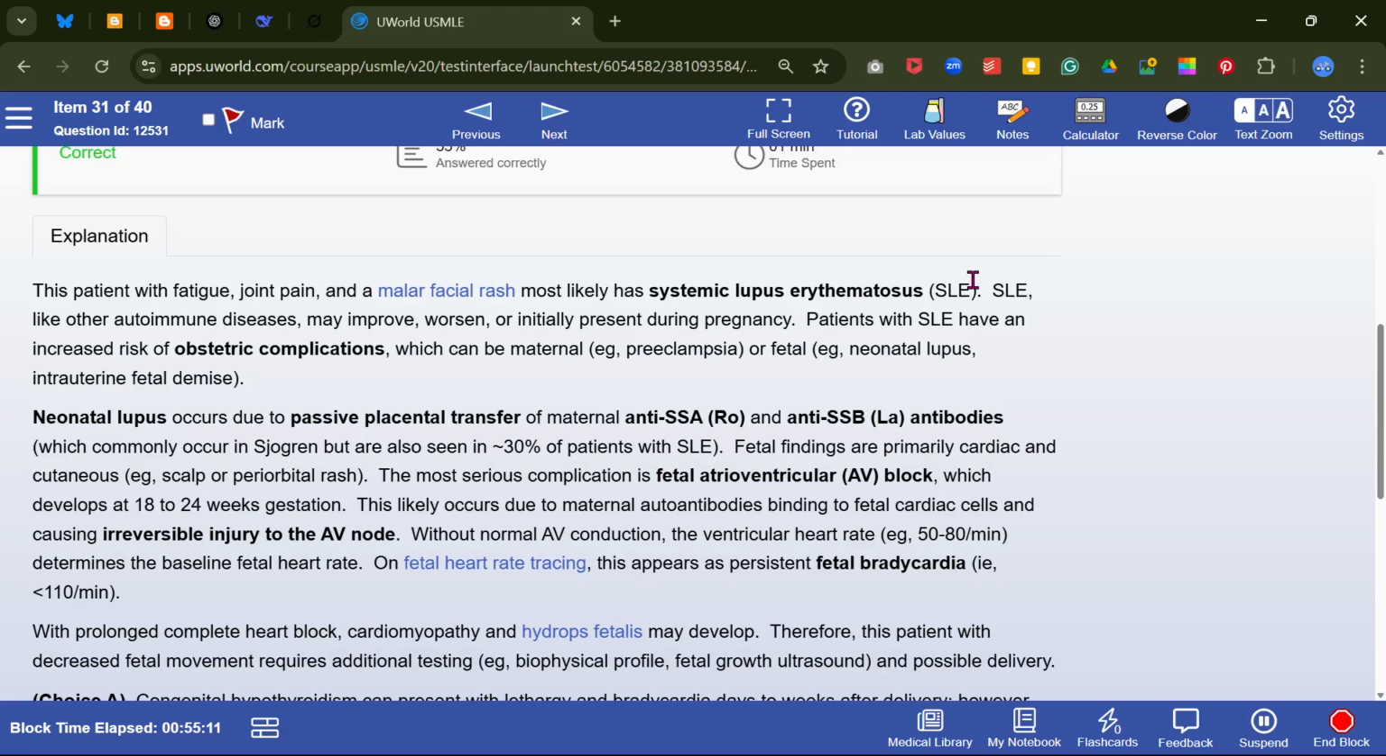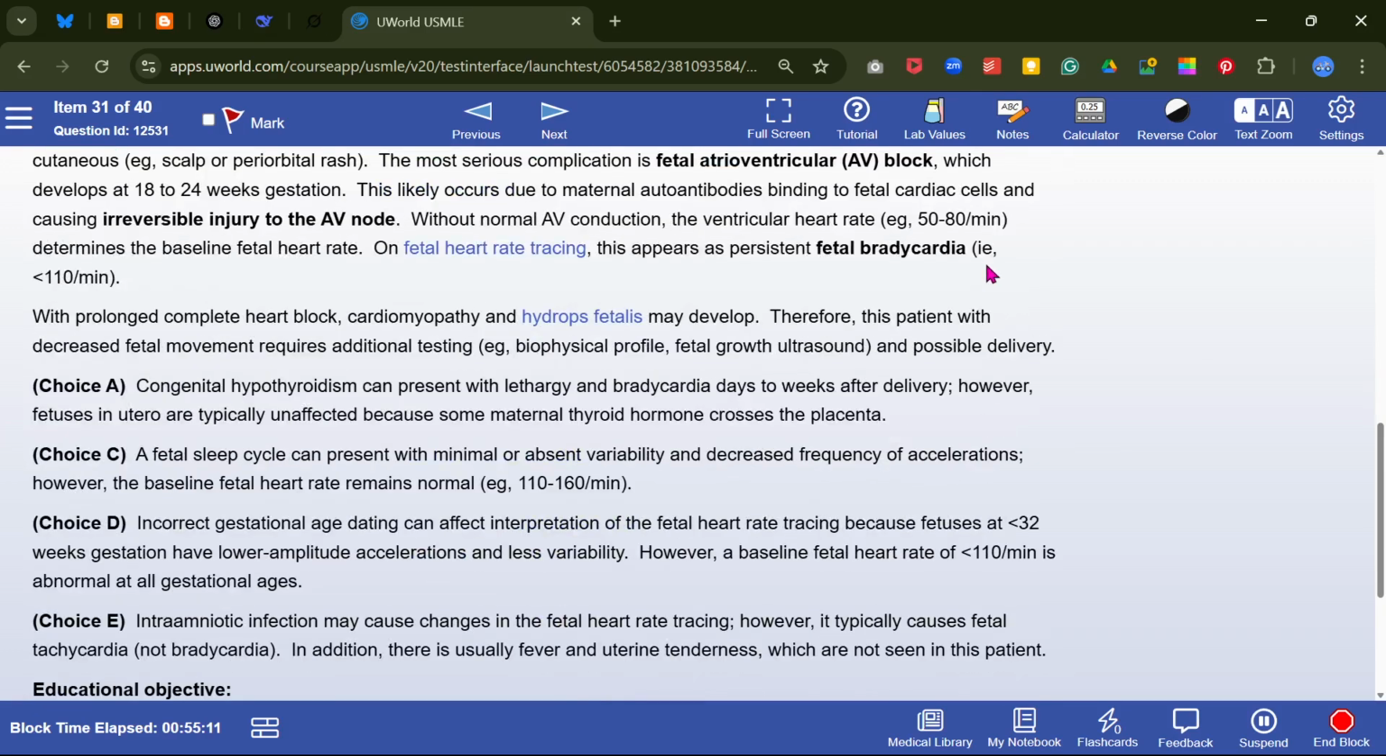Without normal AV conduction, the ventricular heart rate of 50 to 80 per minute determines the baseline fetal heart rate. On fetal heart rate tracing, this appears as persistent fetal bradycardia less than 110 per minute. With prolonged complete heart block, cardiomyopathy and hydrops may develop. Therefore, patients with decreased fetal movement require additional testing: biophysical profile, fetal heart growth ultrasound, and possible delivery.